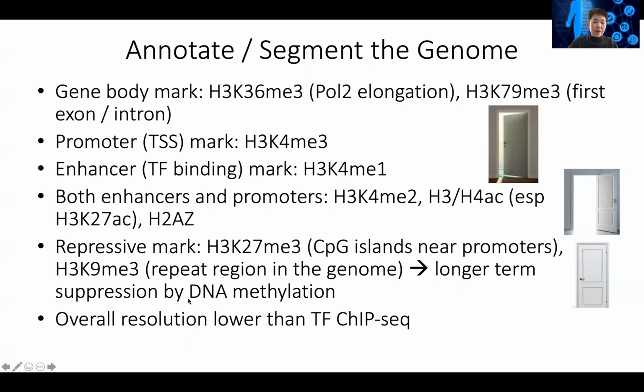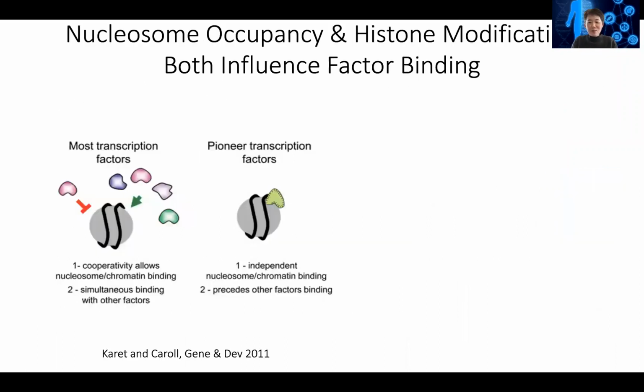Yeah, so even though the overall resolution of HistoMark ChIP-seq is slightly lower than the TF ChIP-seq, you can see here, we can already use the marks to tell us a lot about what is happening in the genome, which regions are interesting, and use it to understand gene regulation. So we mentioned here, very often DNA that's wrapped around the nucleosome prevents transcription factors from binding.